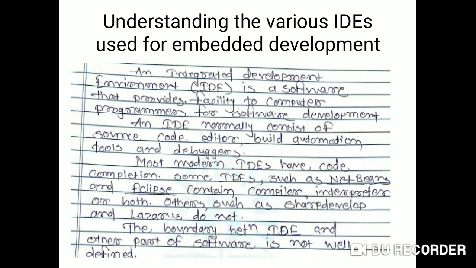An integrated development environment, that is IDE, is software that provides facilities to computer programmers for software development. An IDE normally consists of a source code editor, build automation tools, and debuggers. Most modern IDEs have code completion. Some IDEs such as NetBeans and Eclipse contain a compiler, interpreter, or both. Others such as SharpDevelop and Lazarus do not. The boundary between an IDE and other parts of software is not well defined.